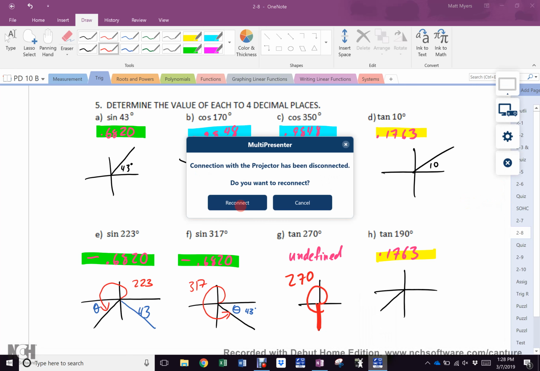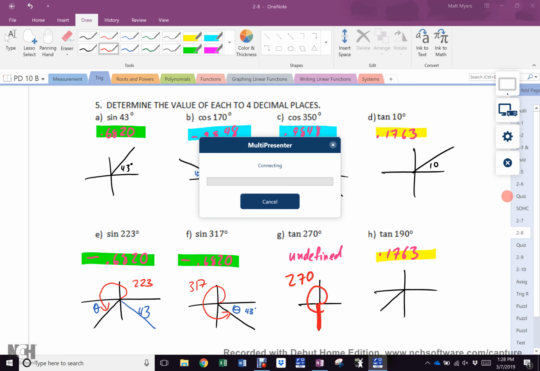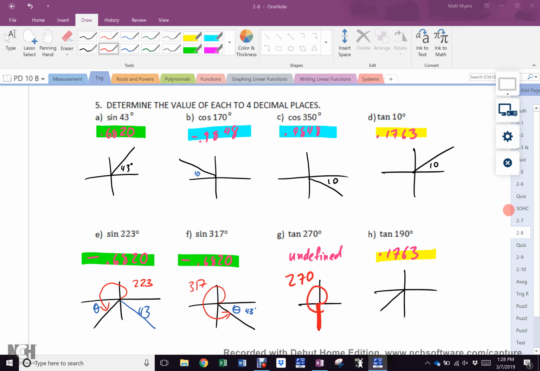I do not know why it is continually going blue. I blame it on the fact that the technology is bad. But if it continues for too much longer, we'll go to the old school camera on the screen.